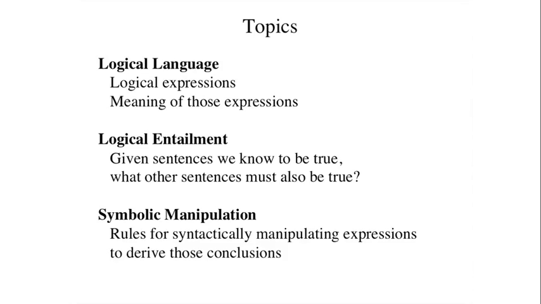Second, there's the concept of logical entailment. Given a set of sentences that we know to be true, which other sentences must also be true, according to our semantics? Finally, there is logical reasoning. Are there symbolic manipulation procedures that we can use to derive these necessary conclusions via purely syntactic manipulation of the initial sentences? As we shall see, these three issues are closely related to each other.